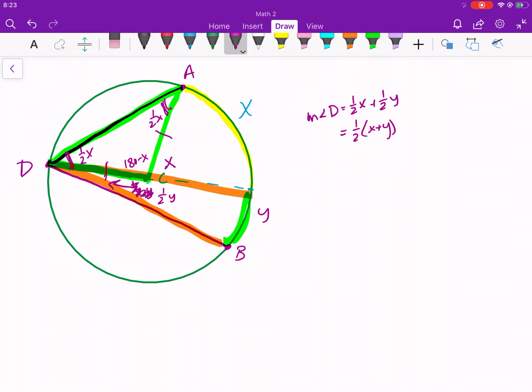While the arc right here, from A to B, the measure of arc AB, let's just pretend it's a minor arc, will be x plus y. So notice 1/2 times x plus y and x plus y, so the measure of angle D will always be 1/2 of the measure of the arc AB. And that's how it works.